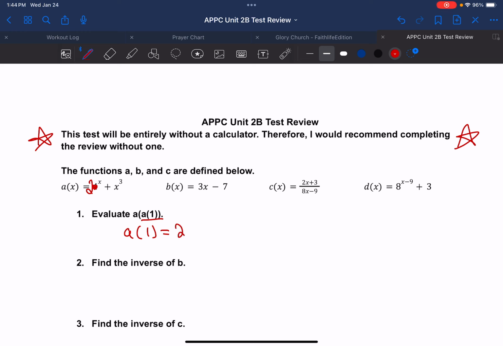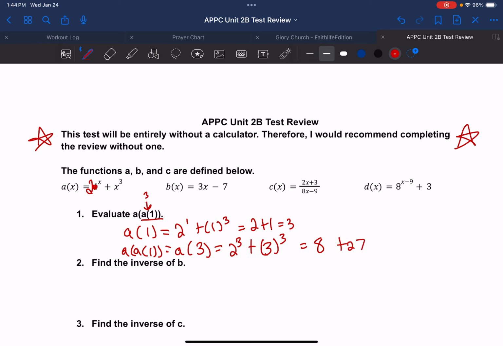So I'm going to have 2 to the first power plus 1 to the third power, which is 2 plus 1, which is 3. And then that means I'm going to do a of 3. So I can replace a of 1 with 3. So a of 1 is a of 3, which is 2 to the third plus 3 cubed, which is 8 plus 27, which is 35.